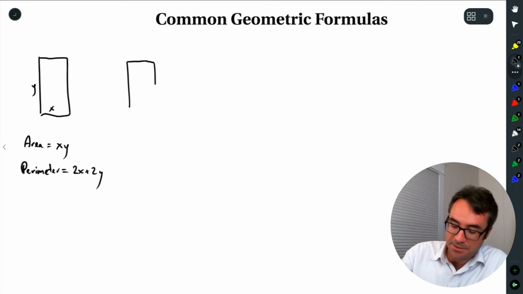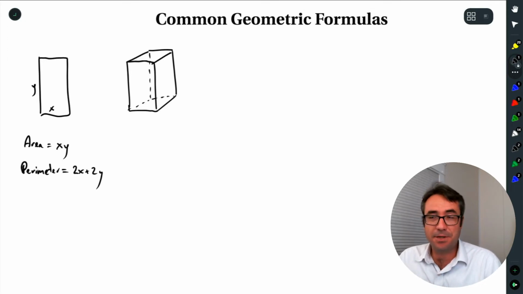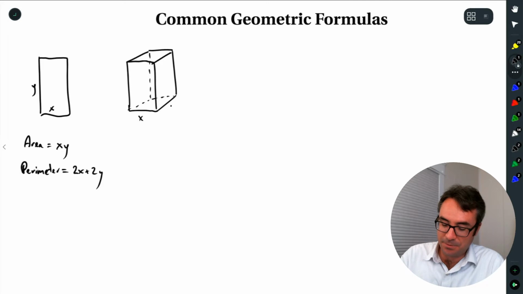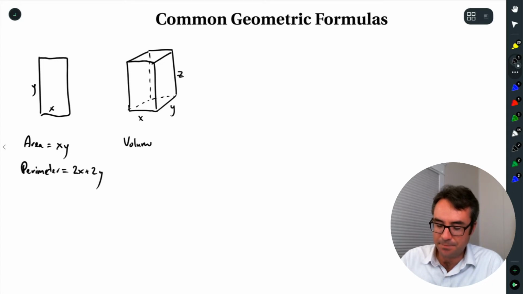We might have a 3-dimensional rectangle. I like to call those boxes. So maybe something like this. Because it's 3 dimensions, there's 3 possible dimensions: x, y, and z. If we have a 3-dimensional box like this, what are some of the common calculations you do? You might be interested in the volume, which is x times y times z.